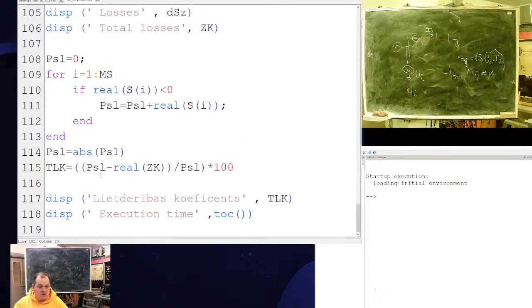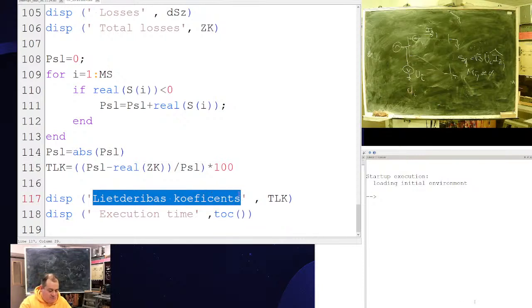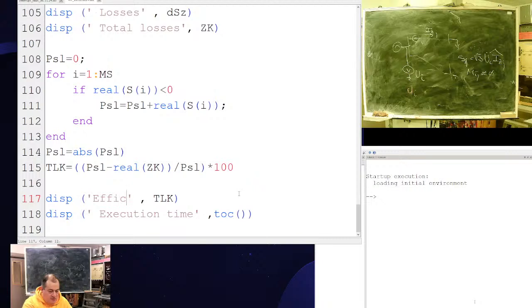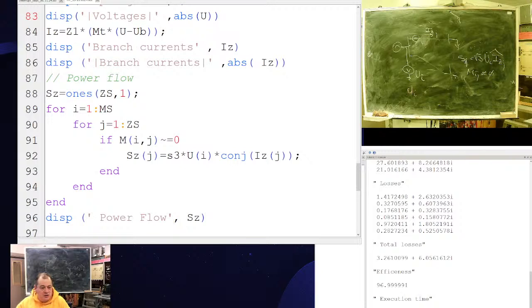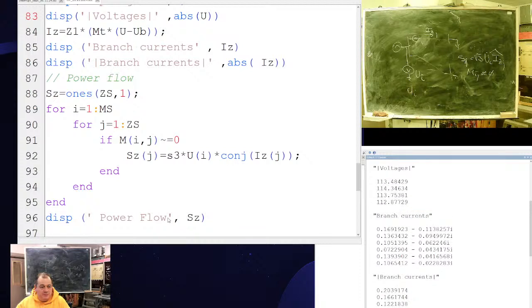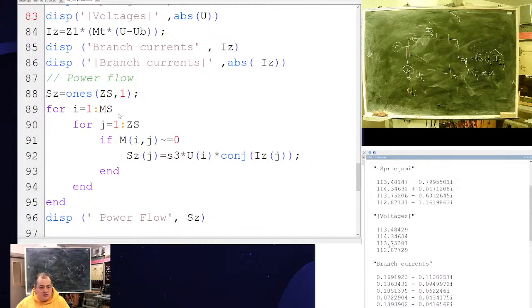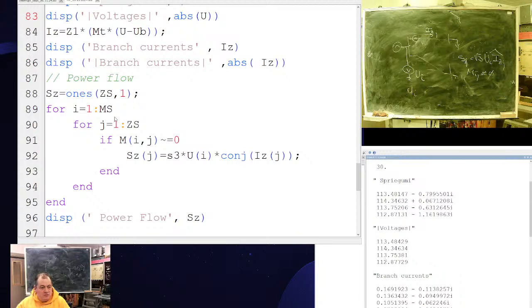Here I calculate the TLK weight variables coefficient, the efficiency ratio. So let's try to start it. I don't know what happens, something should. Okay, what did I get? Nodal voltages 103.14, looks fine.